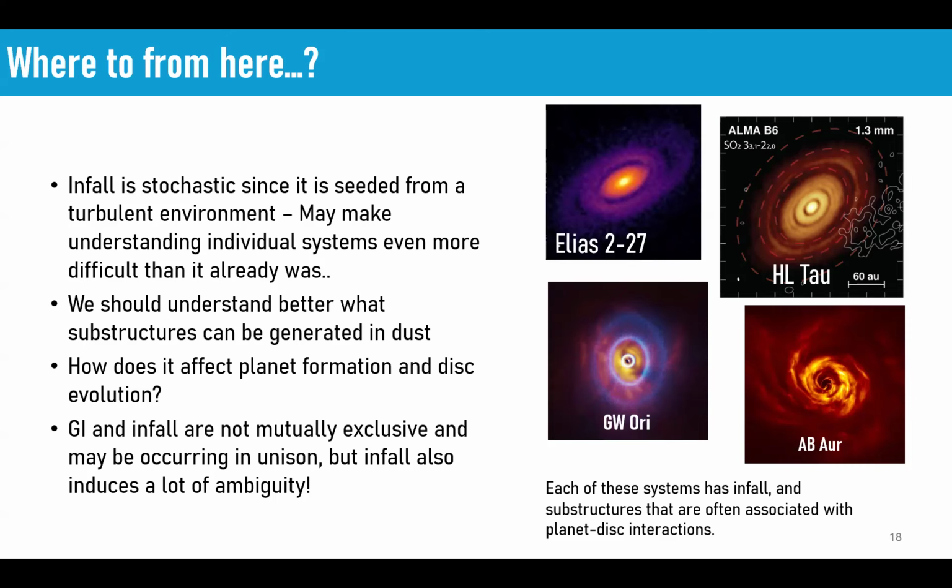And I'll just finish up by saying that in AB Aurigae, there is infall. There may also be gravitational instability. There's not really any way to rule it out, but I would argue that because there is infall and infall can make the same signatures, it's going to be kind of hard to try and constrain any properties of the disk mass when infall makes the exact same signatures as gravitational instability. And that's all.